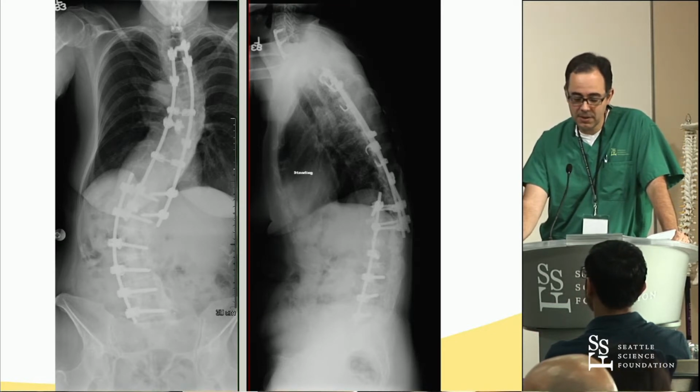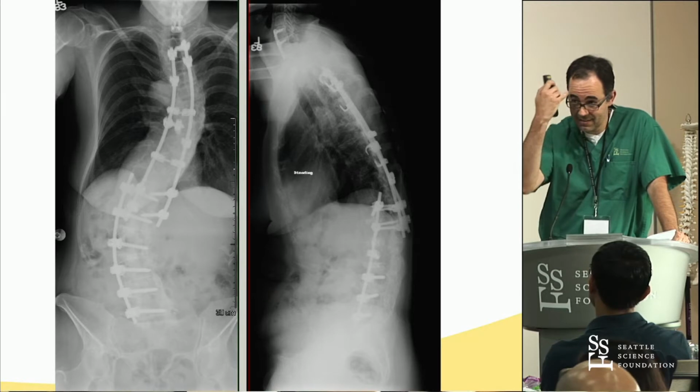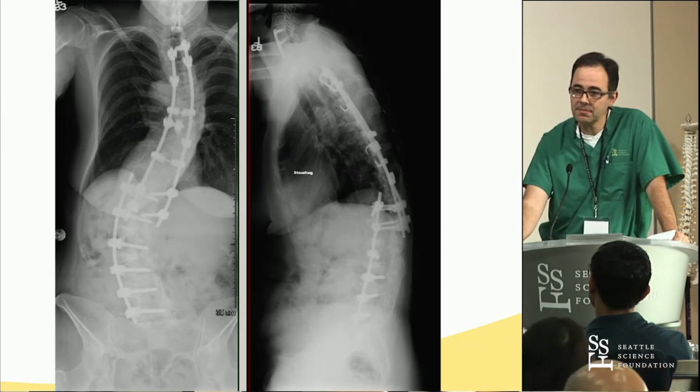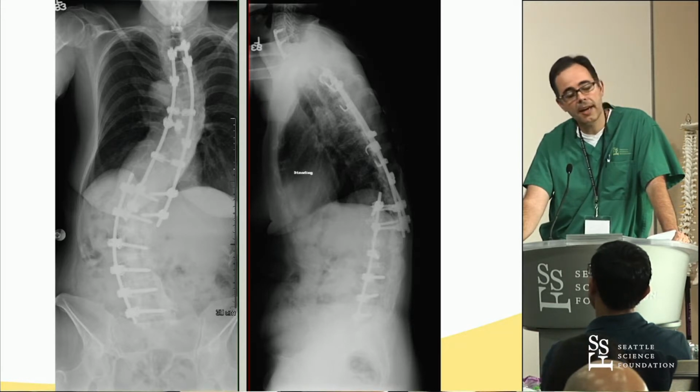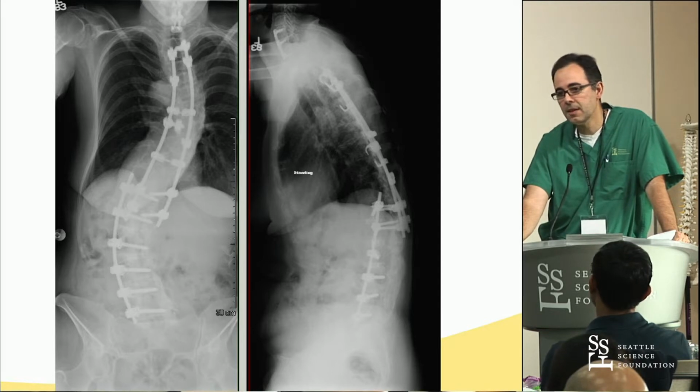So what do you think's the first step in someone with this problem? Solid fusion. And let's just say she has a pelvic incidence of 50 and a lumbar lordosis of 10.